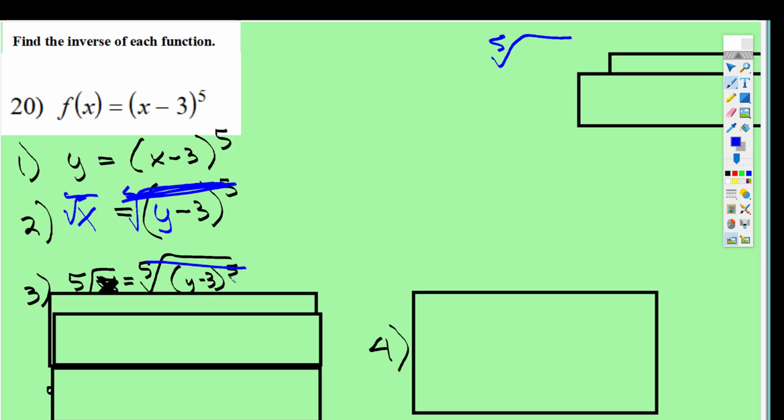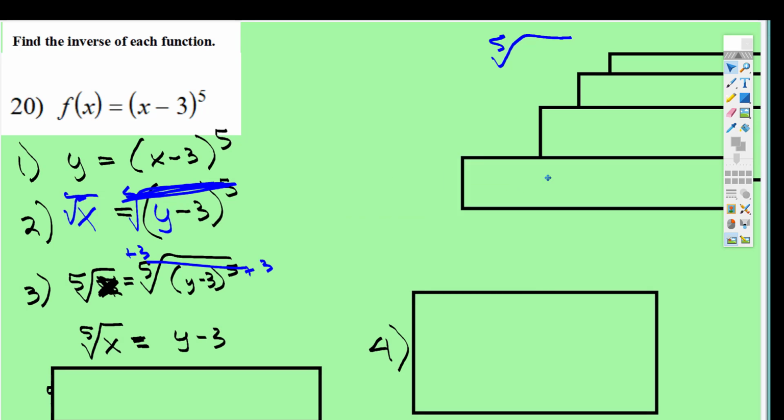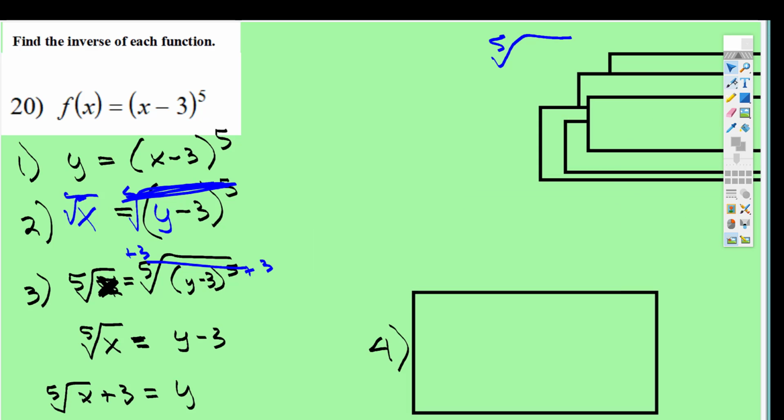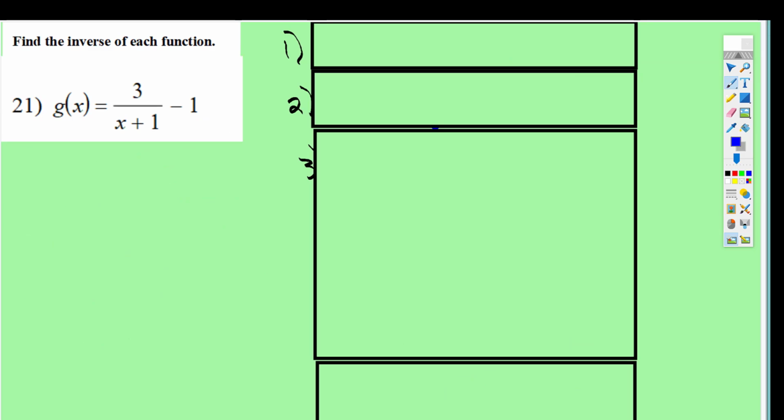Just like that. And then notice that has a subtract 3. We're going to add 3. When we add 3, it's on the outside of that parentheses or of that radical sign. And now we have y by itself. And so you can rewrite it as y to the raised -1 or, whoops, f to the raised -1 of x is equal to the 5th root of x on the outside of the radical plus 3.